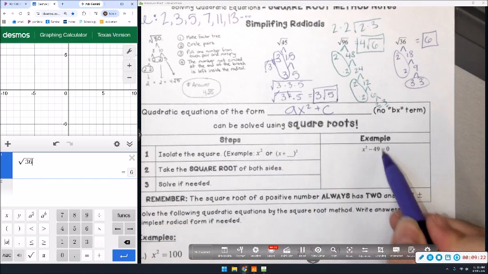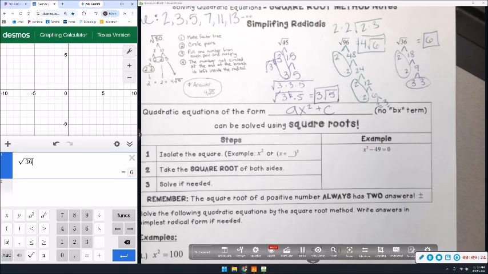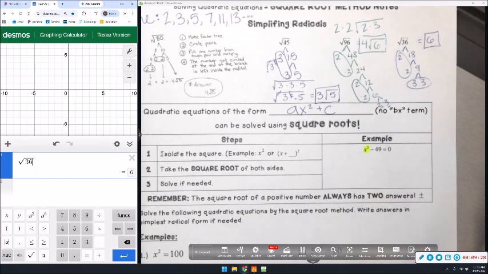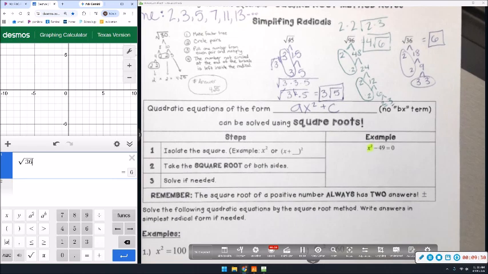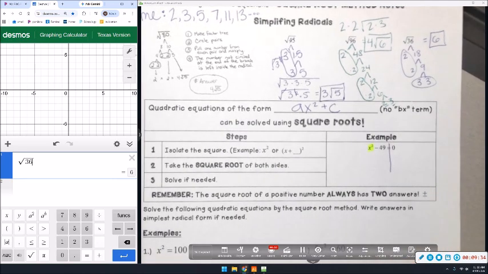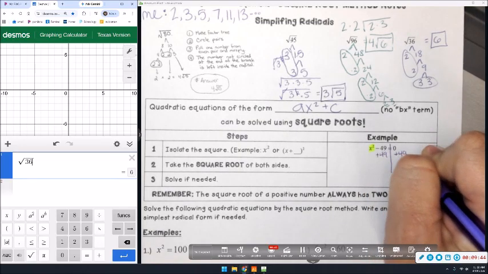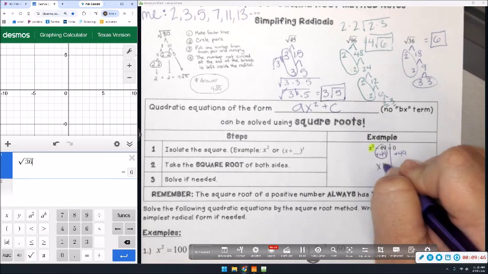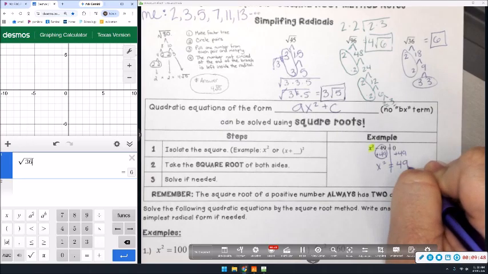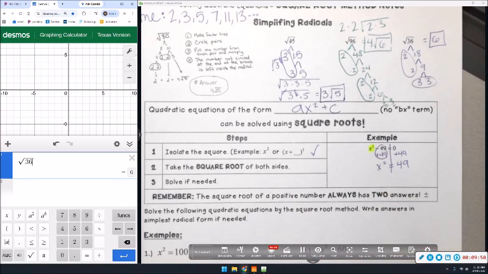Sometimes it's going to look like this, and sometimes it's going to look like this, and that's fine. So looking here, I have x squared. Is it already isolated? What's on the same side with the x squared? Minus 49. How do I get rid of minus 49? I'm going to add 49 to both sides. So then I have x squared equals 49. So step 1 is complete. We isolated x squared.